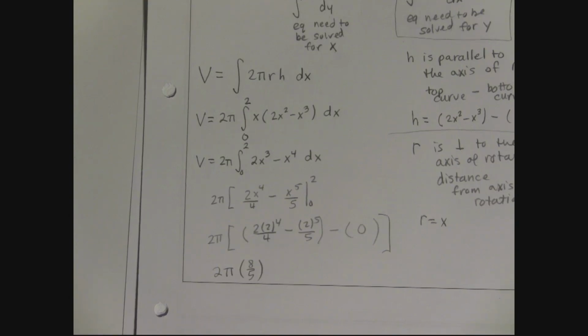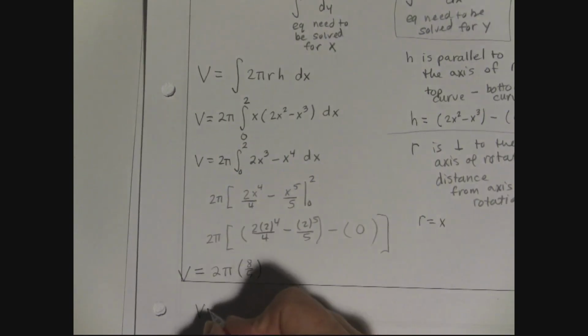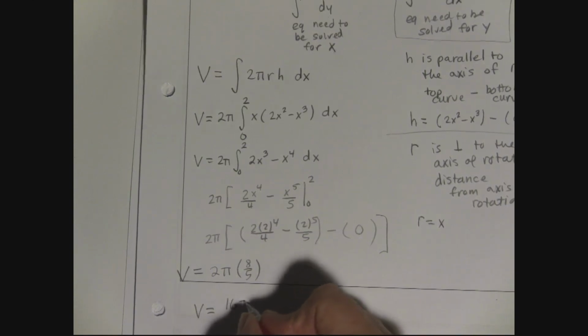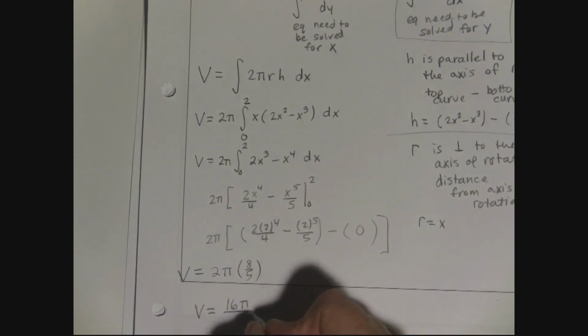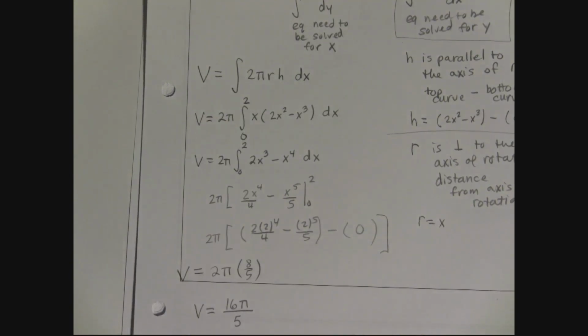I know that they've totally gone away from letting any calculators be used in calculus at state schools like Cal Poly SLO and UCLA. I find that kind of funny, but it's true. And so I'm getting the volume is 16 pi over 5.